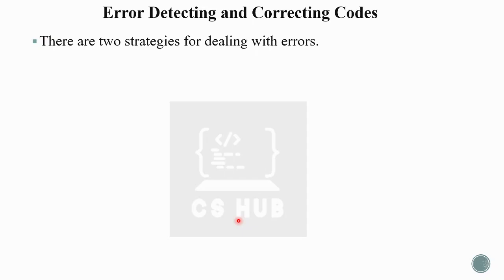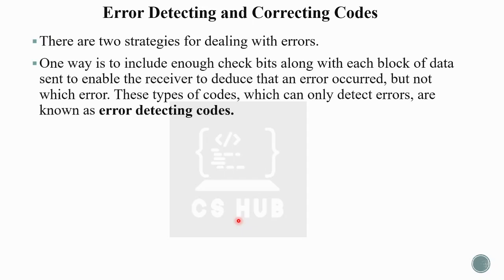There are two strategies for dealing with errors. First one is to include enough check bits along with each block of data sent to enable the receiver to deduce that an error occurred, but not which error. These types of codes, which can only detect errors, are known as error detecting codes. Okay, two strategies for dealing with errors. The first one is the error detecting codes.